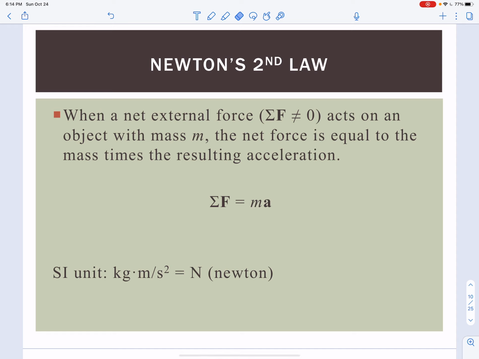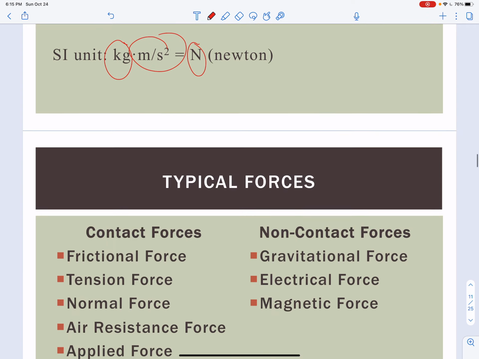Now, the units for force are the Newton, which, if you look at this equation, makes a lot of sense. We have kilograms for mass, and we have acceleration, which is meters per second squared. So if you just combine those, kilograms times meters per second squared, that's how you get the Newton. And of course, named after Isaac.